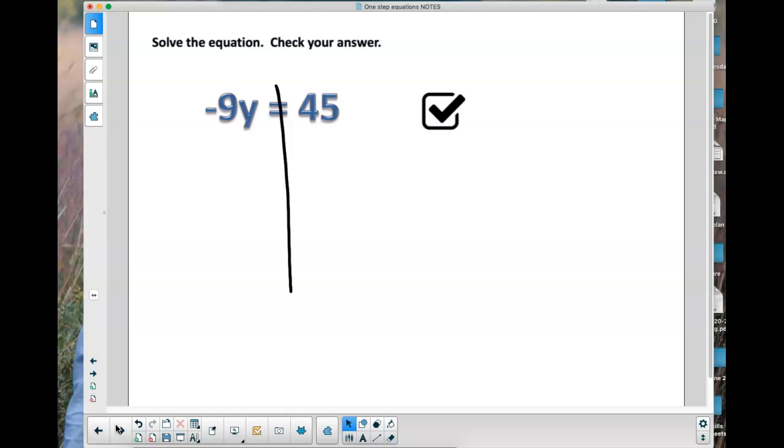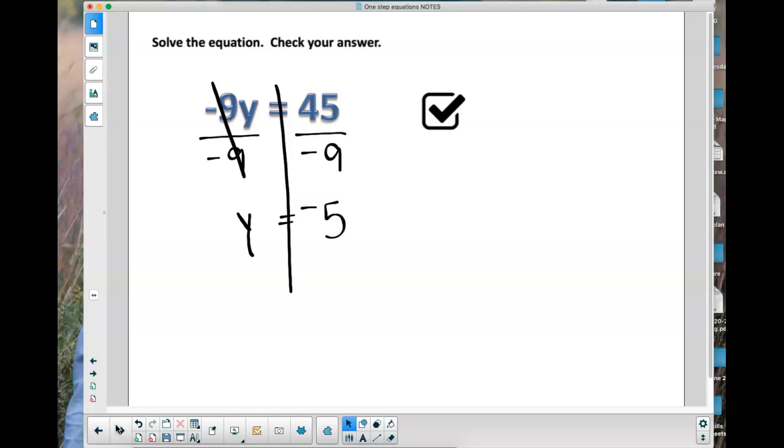Okay? How am I going to solve this? Brooklyn. Okay, this does mean times, so what's the opposite of times? Divide by -9. Cross off the 9's. We have y equals, what's 45 divided by -9? 45 divided by 9 is 5. There's one negative sign, so it's -5.